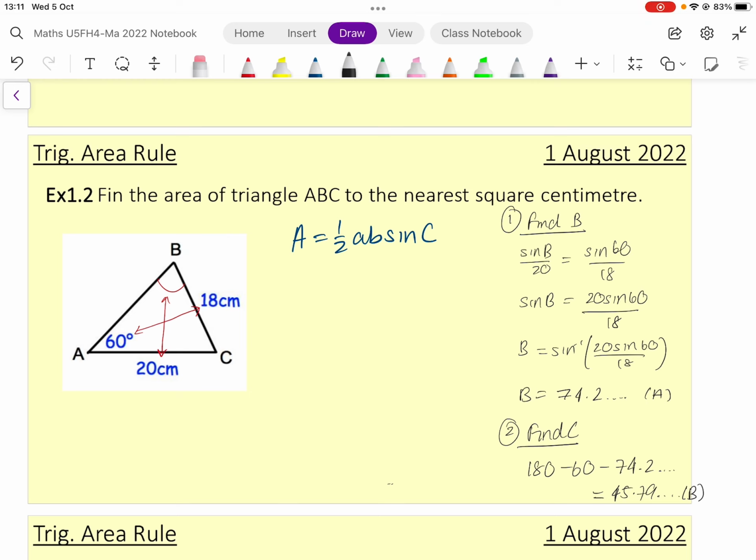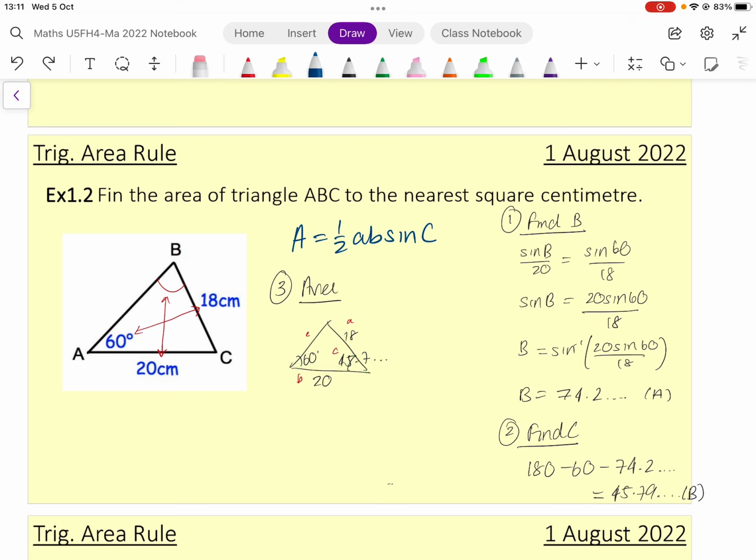So now that I know this angle, I can come over here and do step 3. So step 3 is to just find the area. Now, if you want to, you can redraw the triangle at this stage with the relevant information. So we know 60 over here, and we've just found that this angle is 45.7 and so on. And again, if I label this as angle C, and then I've got sides a and b, I've got the two sides with the angle in between.